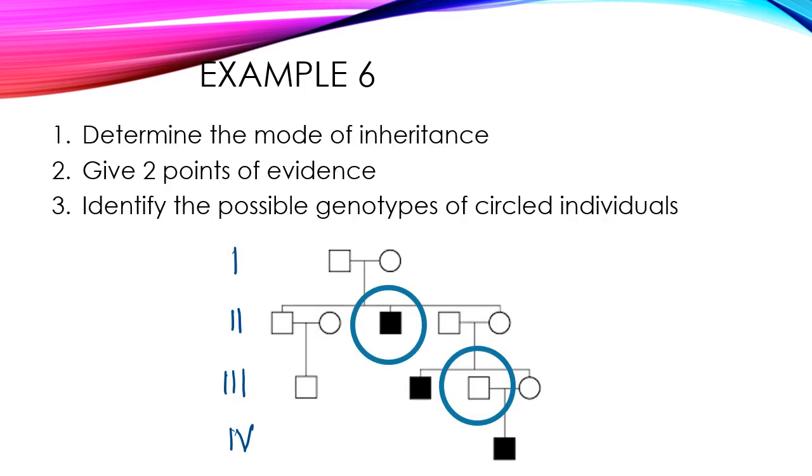Okay, so example number 6: mode of inheritance, 2 points of evidence, and possible genotypes. So really look closely at this one. Try to find some evidence to suggest: is it dominant or recessive? Is it autosomal? Is it sex-linked? Is it X-linked? Or is it Y-linked?